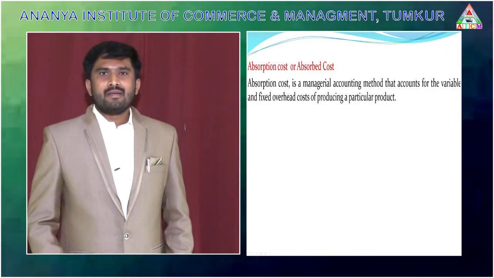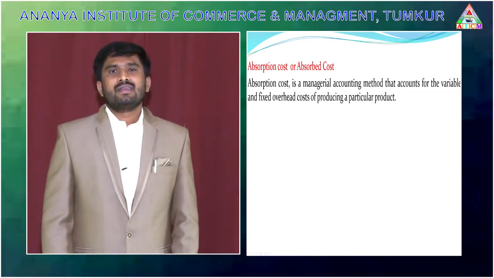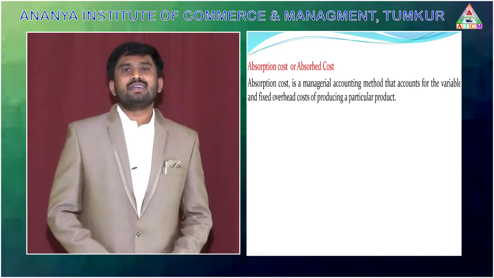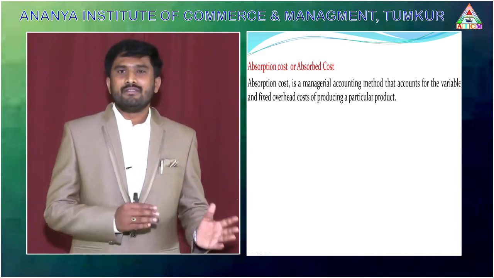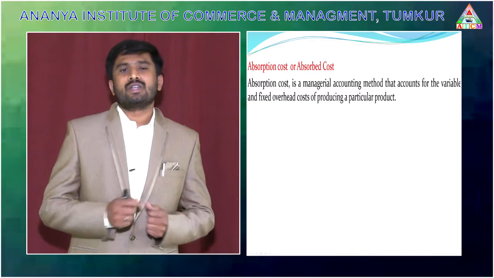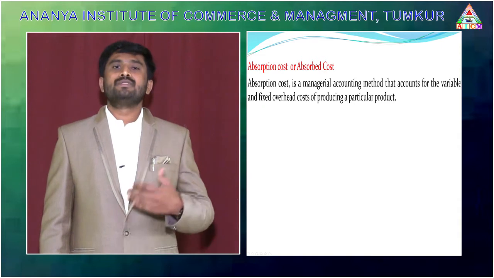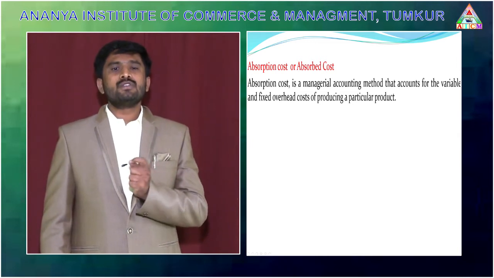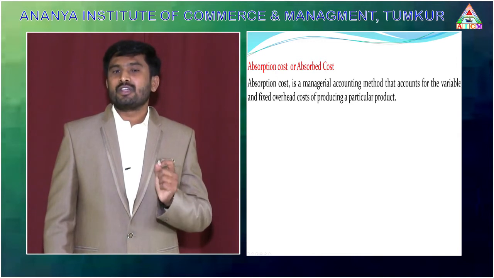In this video, I am going to explain absorption costing and its features. In absorption costing, there is a term absorption cost. Absorption cost is the cost which takes into consideration both variable cost and fixed cost incurred for the production of a particular product. That's why absorption cost, also termed as absorbed cost, is a managerial accounting method that accounts for the variable and fixed overhead cost for producing a particular product.